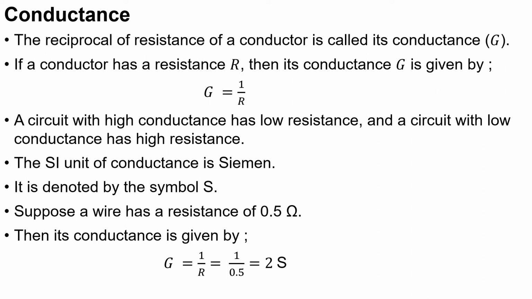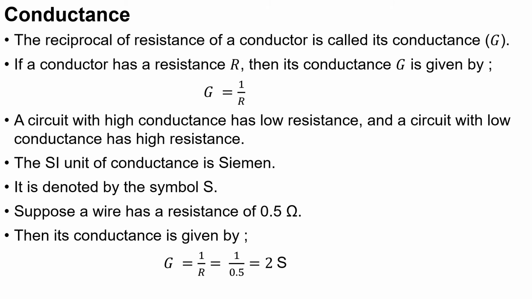Conductance. The reciprocal of resistance of a conductor is called its conductance, G. If a conductor has a resistance, R, then its conductance, G, is given by G equals 1 upon R. A circuit with high conductance has low resistance, and a circuit with low conductance has high resistance. The SI unit of conductance is Siemens. It is denoted by the symbol S.